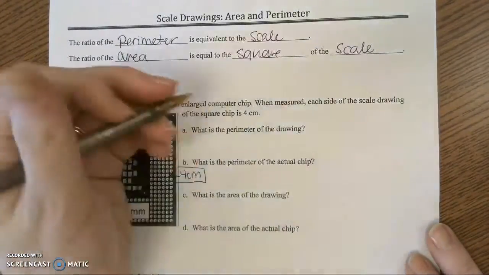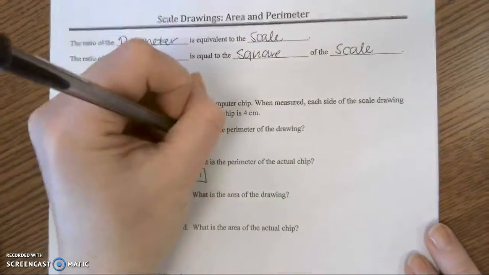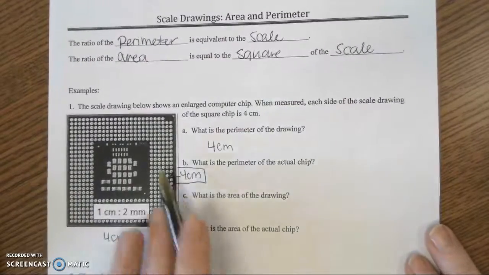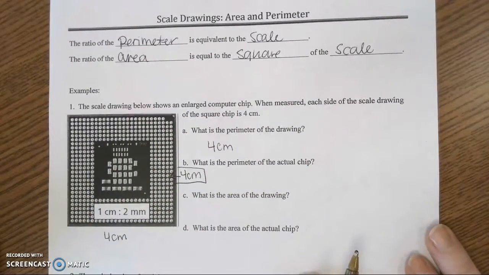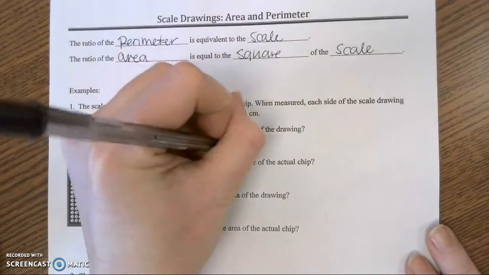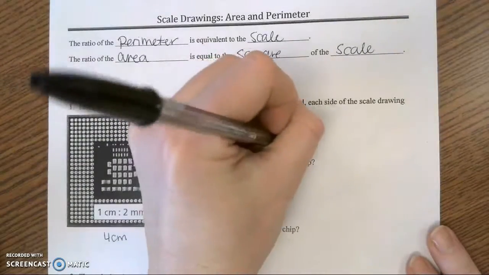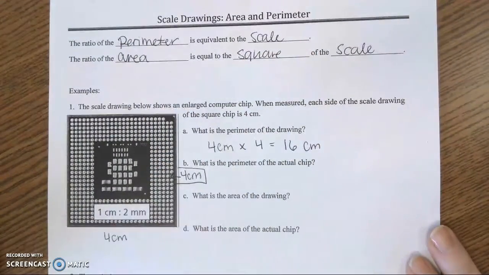So what is the perimeter of the drawing? Well, we're going to take one side length, and we could either take 4 plus 4 plus 4 plus 4 and add up all the sides, or since it's a square and we know that all of the sides are equal, we can just multiply by 4. So 4 times 4 would give me a perimeter of 16 centimeters.